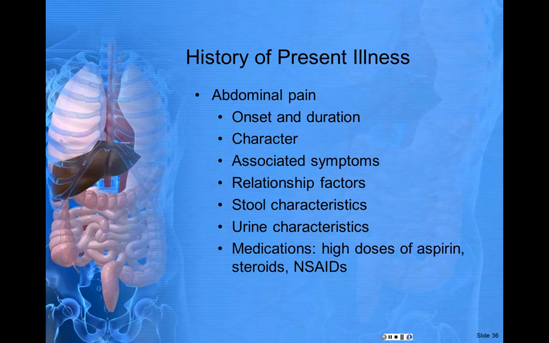When we ask about abdominal pain, we want to remember our old carts. Remember onset, duration, the character of the pain, associated signs and symptoms, anything that's related to the abdominal pain. So any stool characteristics, like is it watery, is it green, is it brown, is it just loose, etc. What are characteristics of the urine? And then we want to ask about medications, including whether they're taking high doses of aspirin, whether they're taking a lot of NSAIDs or steroids, because these can have GI effects.